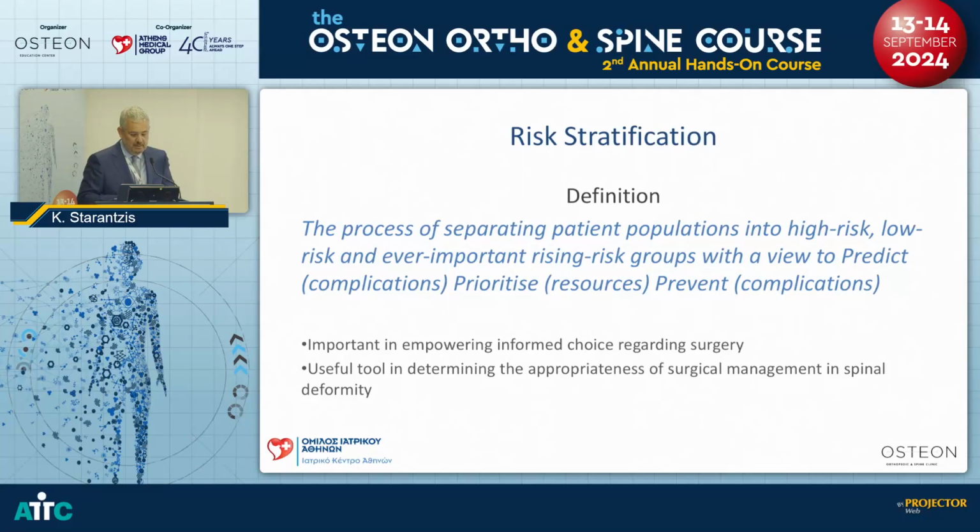in empowering informed choice regarding surgery, in giving informed consent. You need to tell them about the risks and the benefits. And the patients ask for numbers, they say, how likely am I to get better? 50%, 70%, 90%. They like numbers, which we can't give, but they get an idea with this stratification.